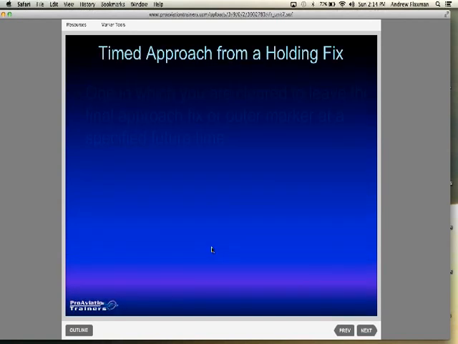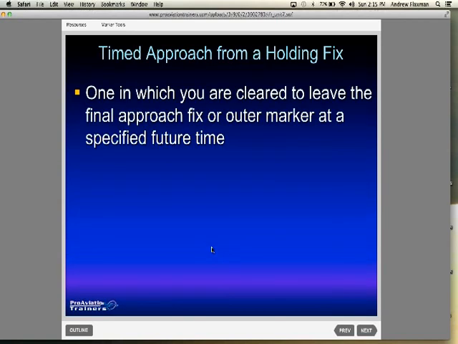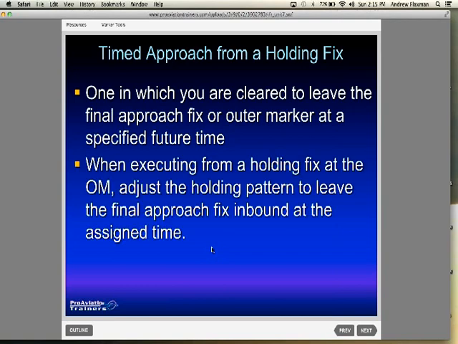Timed approach from a holding fix. Lovely. This is one in which you are cleared to leave the final approach fix or outer marker at a specified future time. So this kind of goes back to applying to comm failure when we're at the hold. When executing from a holding fix at the outer marker, adjust the holding pattern to leave the final approach fix inbound at the assigned time. What is the assigned time? Okay, well, that's the further clearance time, or the time they tell me to.